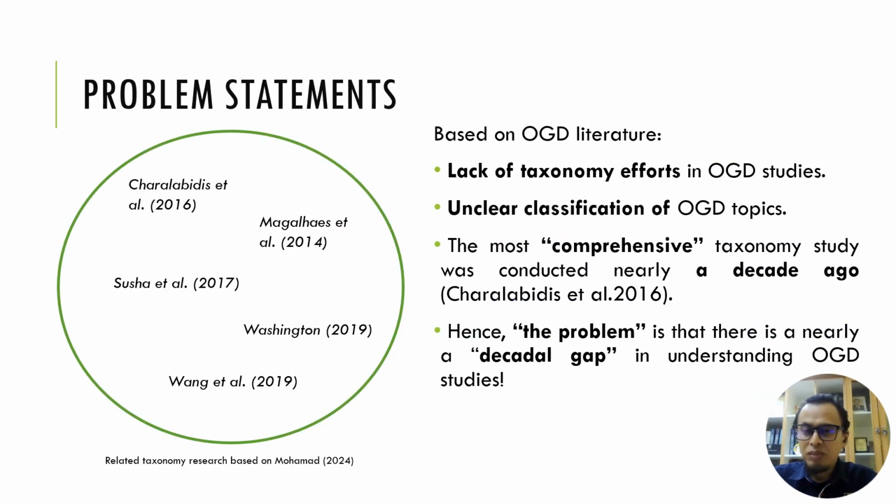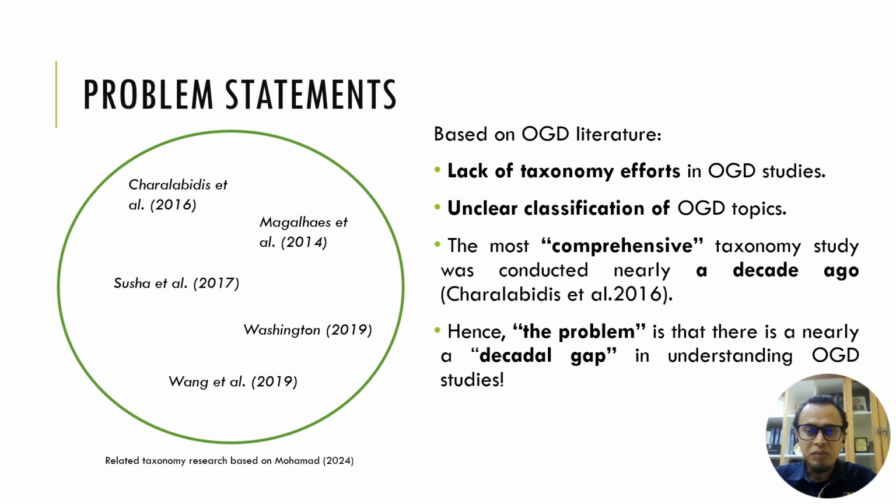The problem statement is based on OGD literature. We found that there is a lack of taxonomy efforts in open government data, and therefore we are very much unclear when it comes to classification of OGD topics. The most comprehensive one was published back in 2016, and therefore the problem is that we have a decadal gap in understanding open government data studies.